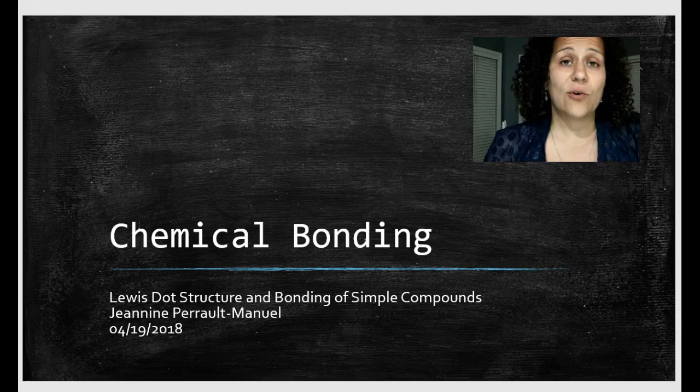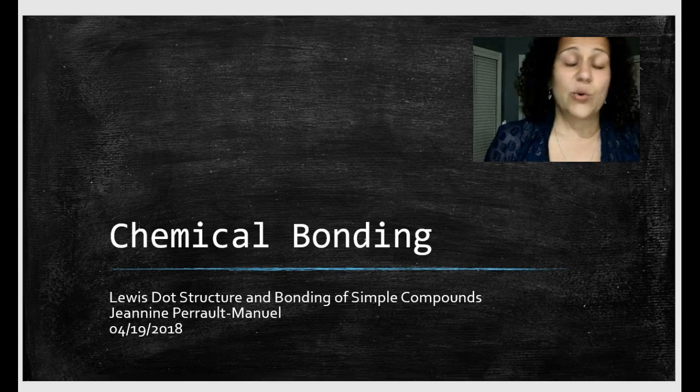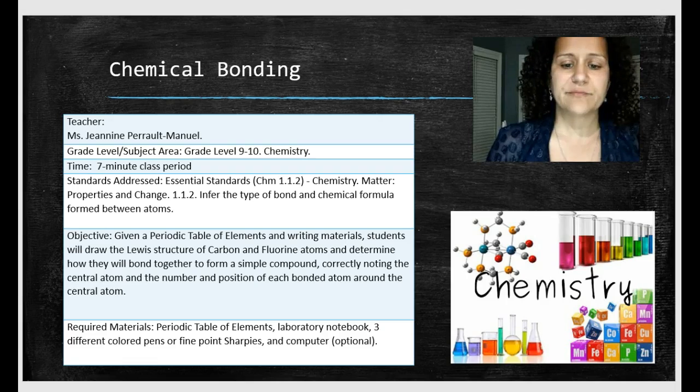Now, we've already gone over the periodic table and talked about valence shell electrons and how they bond. Atoms of different kinds bond with each other with those outer shell electrons. It will be a quick review for that, and also a simple way for us to learn how to put simple molecules together. So our standard that we're going to cover is Chem Standard 1.1.2. It's matter, properties, and change. So we're going to talk about types of bonds and chemical formulas between atoms.